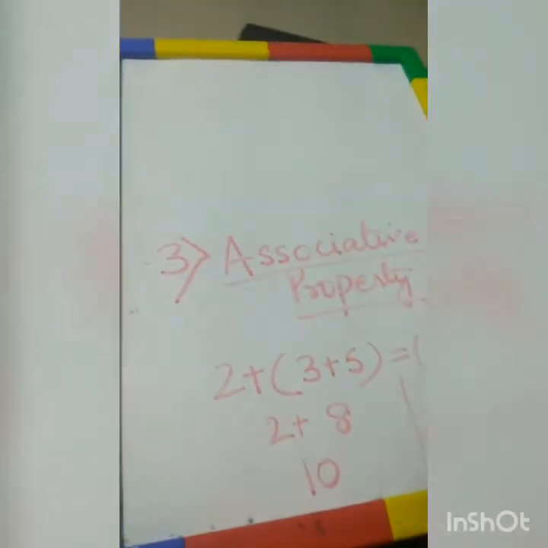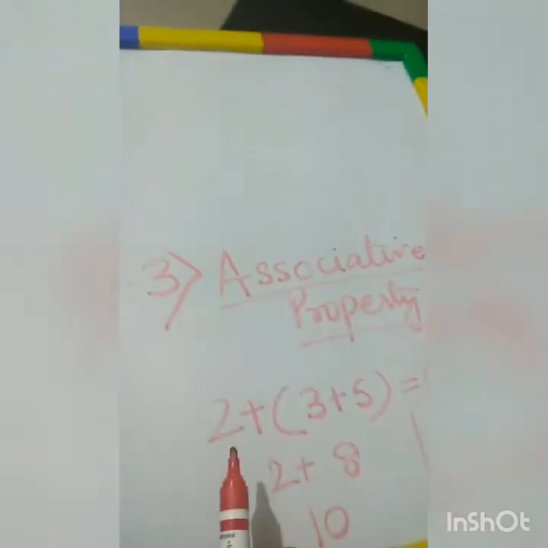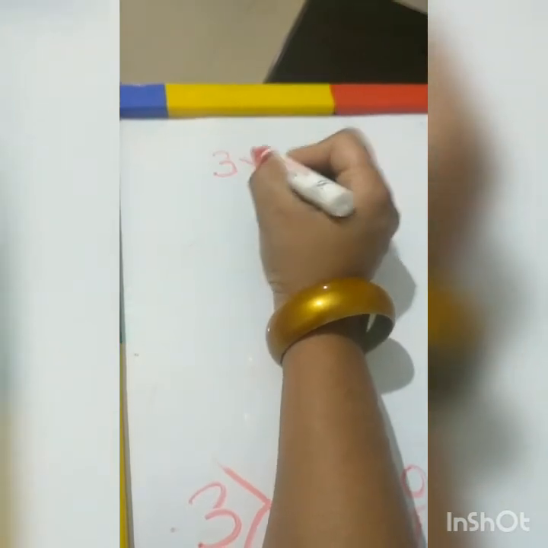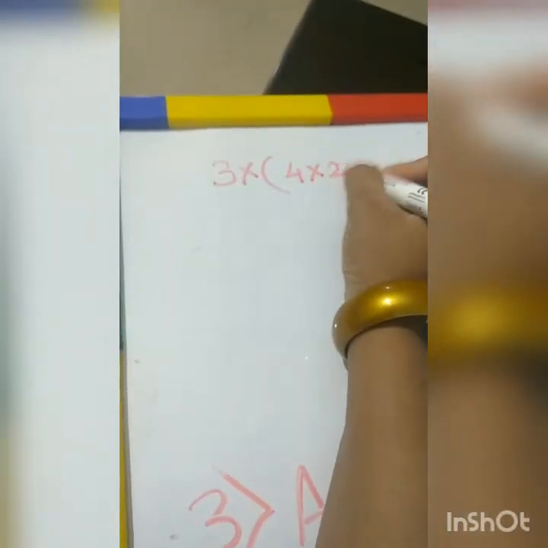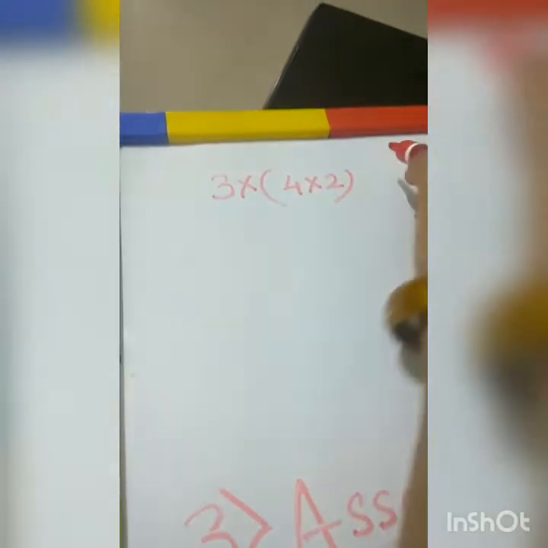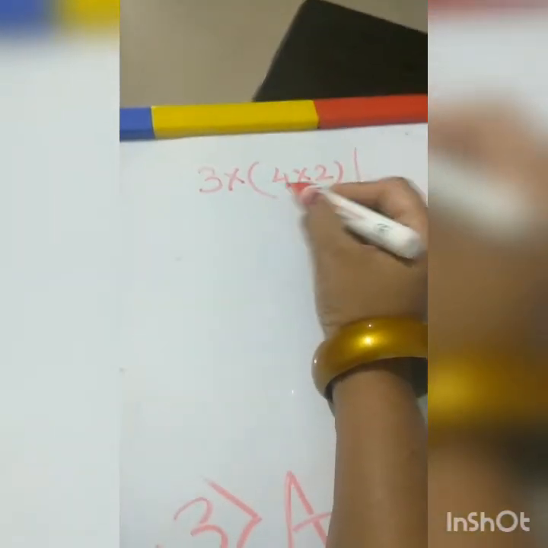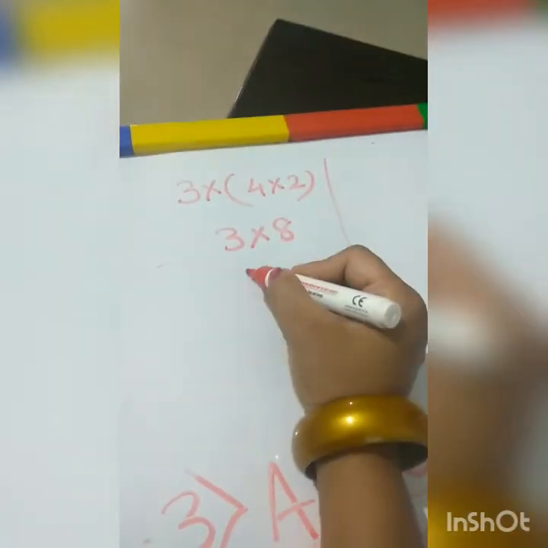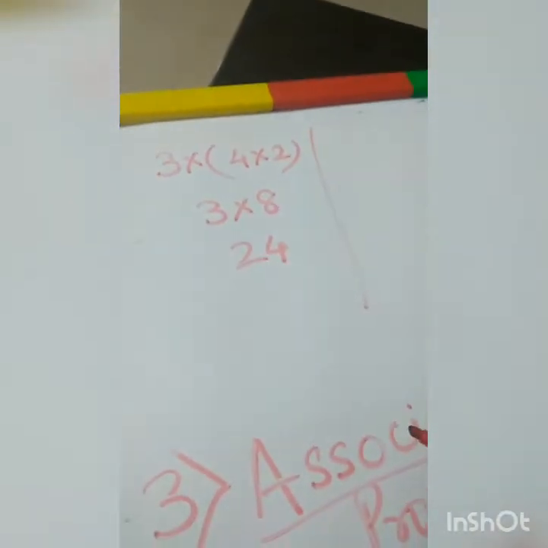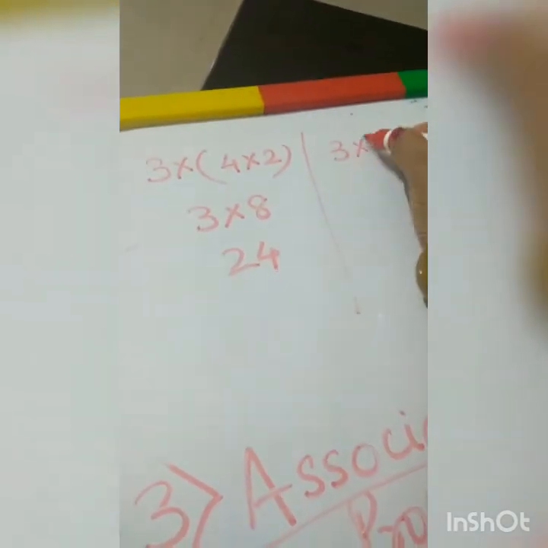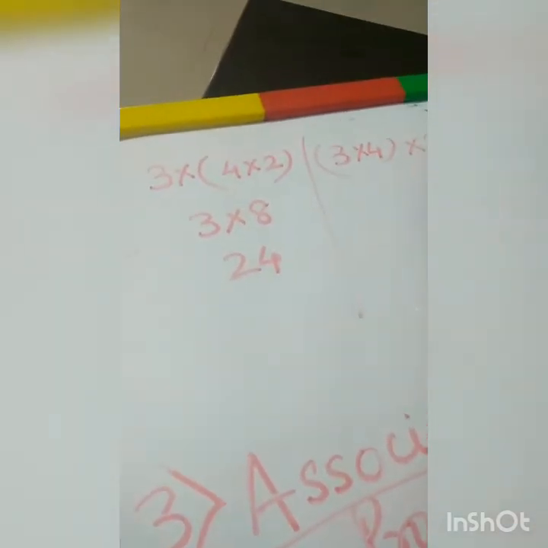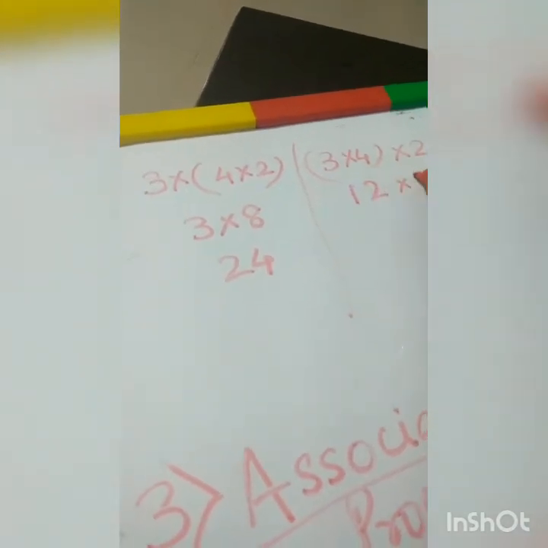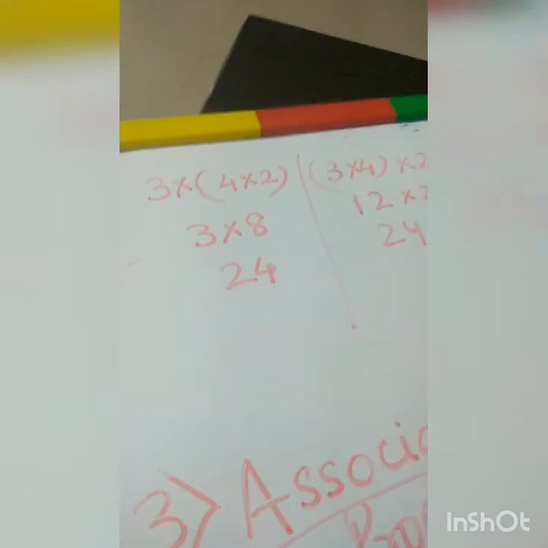This associative property is also true for the multiplication operation. That is, if I take any three numbers and I multiply them, first I have to solve the simple bracket. So 4 into 2 is 8. Then I do 3 into 8, which comes out to be 24. Now I will change the order. I will first multiply 3 and 4, then multiply with 2. What do I get? 3 into 4 is 12. Then multiplied with 2, the answer is 24 again.